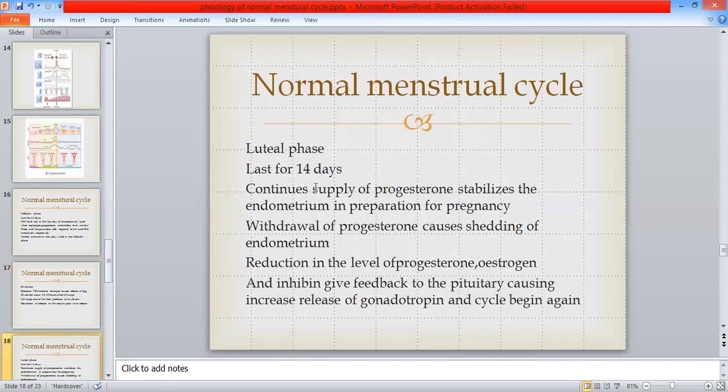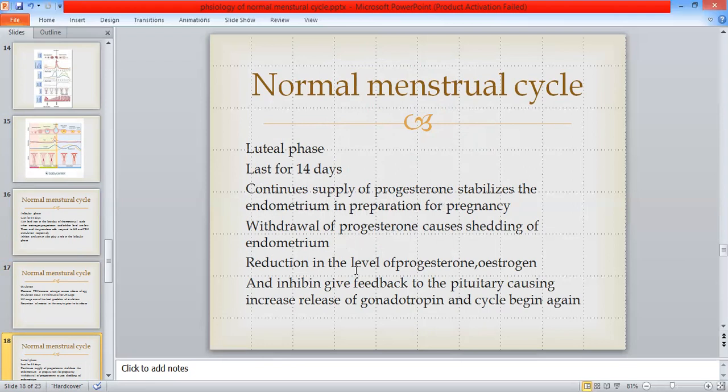Now the luteal phase also lasts for 14 days, and in the luteal phase there is a continuous supply of progesterone, which is secreted by the corpus luteum. This progesterone stabilizes the endometrium in preparation for pregnancy, and withdrawal of progesterone causes shedding of the endometrium.